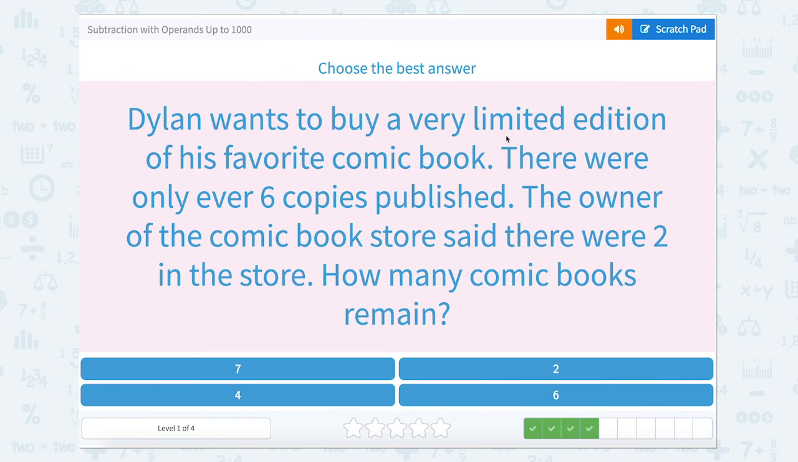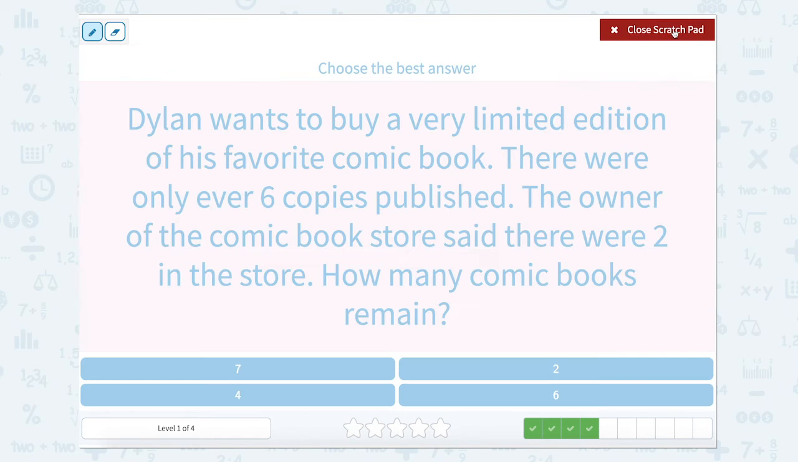Dylan wants to buy a very limited edition of his favorite comic book. There were only ever 6 copies published. The owner of the comic book store said that there were 2 in the store. How many comic books remain?